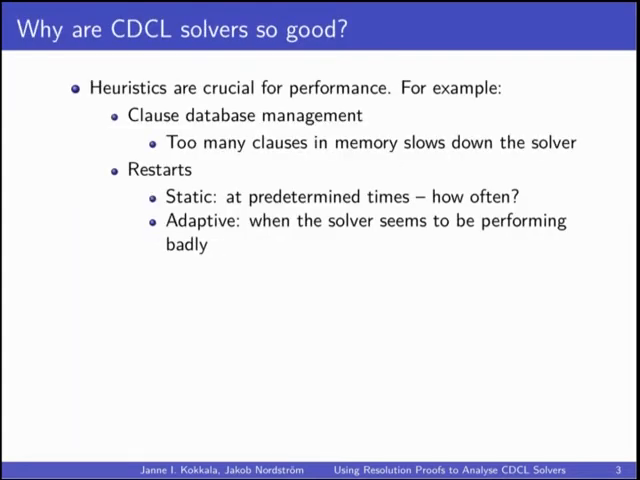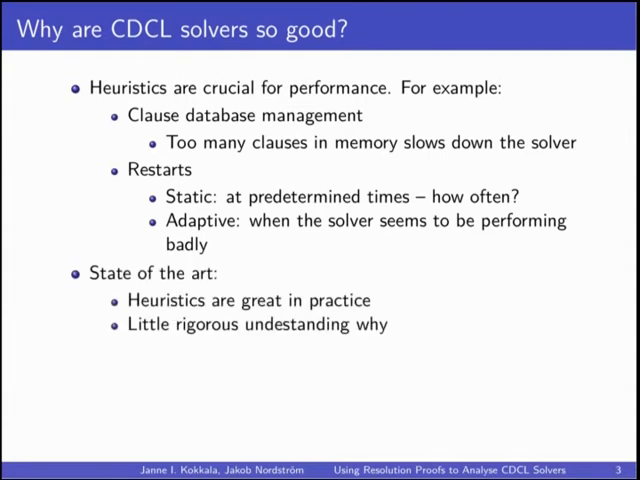So why are CDCL solvers so good then? The state-of-the-art solvers use many fine-tuned heuristics which are crucial for performance. Some of these important heuristics are, for example, how to manage the clause database, as keeping too many clauses in memory would slow down the solver too much. Also, it seems that to perform well, the solver needs to restart the search every now and then. One possible way is to just go with a fine-tuned static restart schedule where the search restarts at predetermined points of time. And another approach is to use adaptive restarts, where the solver restarts when it seems to be producing bad clauses.